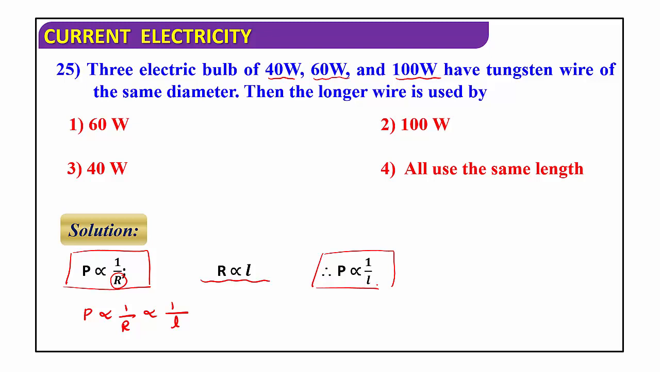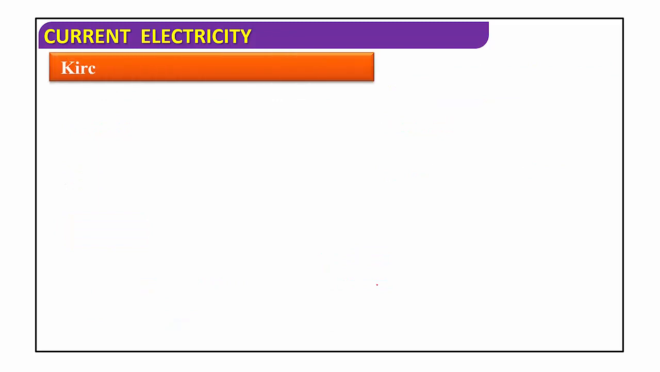So the question is, longer wire is used by, means as length increases it will use a very low power bulb. So which is the right option then? The longer wire is used by the 40 watt. Power will be less, length will be more. So 40 watt electric bulb is used by this longer wire. So option 3 is the right answer.